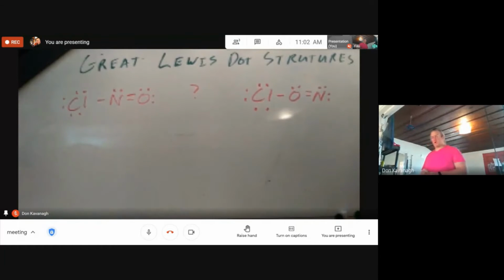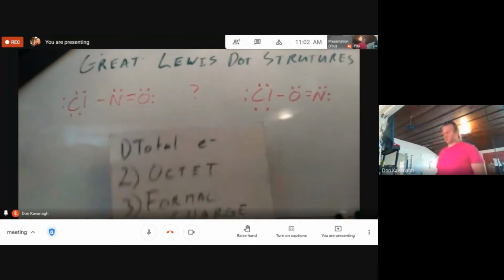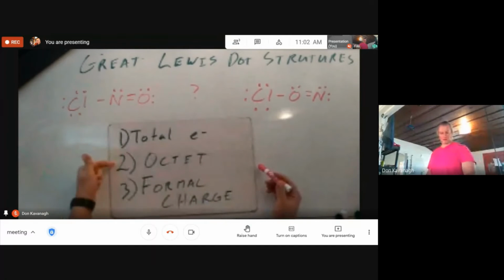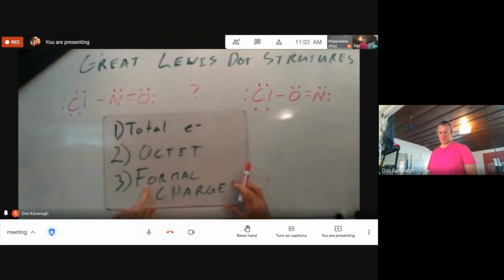So here they both have 18 electrons. They both have an octet. So on our first two criteria, these are equivalent structures. But I tell you that one is better than the other because of the formal charge of individual atoms. We want the formal charge of atoms to be 0 in great Lewis dot structures.